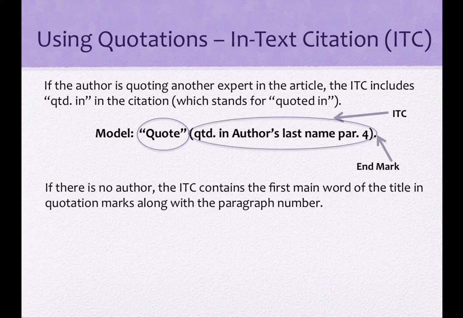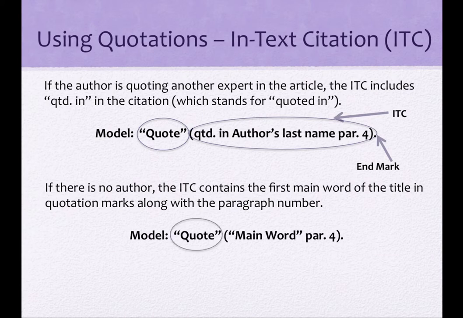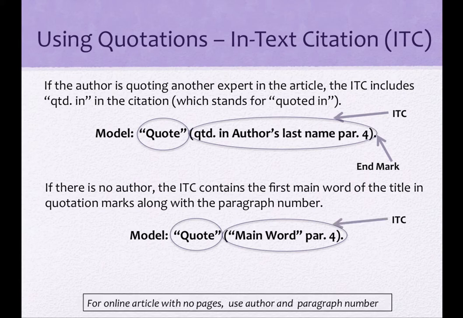If there's no author, the ITC contains the first main word of the title in quotation marks along with the paragraph number. Model. There's the quote with quotation marks, main word of the article, and the paragraph number. That's the in-text citation, and there's the end mark.